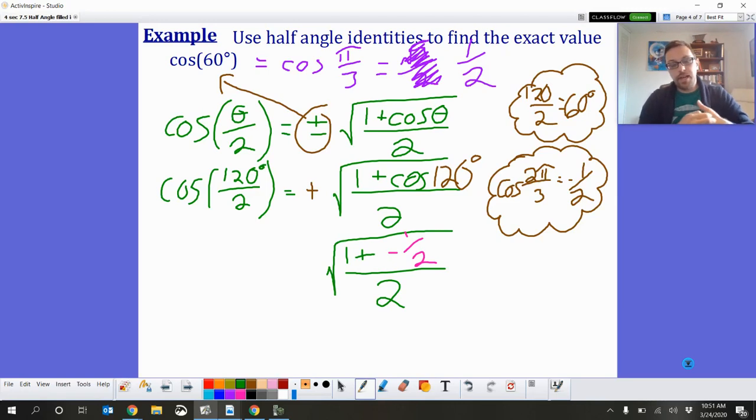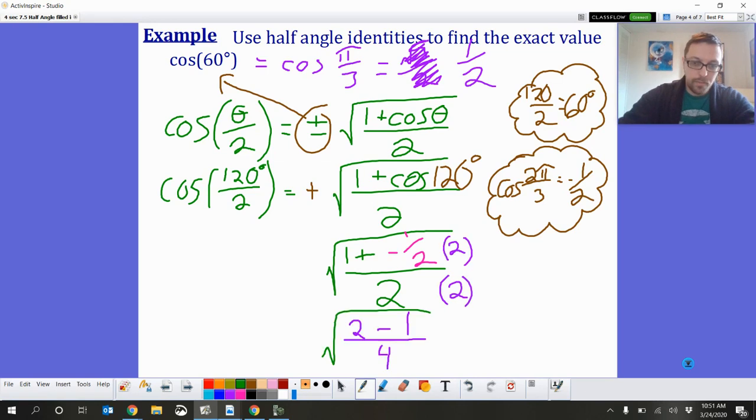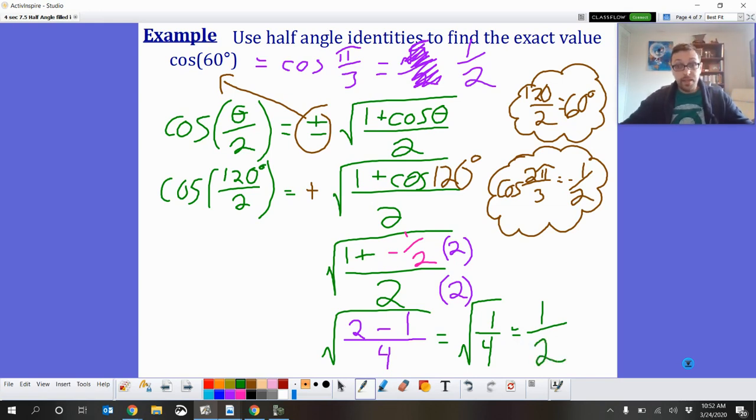Now I've got a fraction and a fraction, so I want to clean that up a little bit. I want to get rid of that divide by 2, so I'm going to multiply the top and the bottom inside of this radical by 2. Well, that is 2 minus 1, that's 1 over 4. The whole thing gets square rooted. I'm not squaring to solve, I'm just doing a square root, so I'm not going to get that plus or minus back. The square root of 1 is 1, and the square root of 4 is 2. And hey, that's what we wanted to get. It was supposed to be 1/2. We got 1/2. Everything was working out.